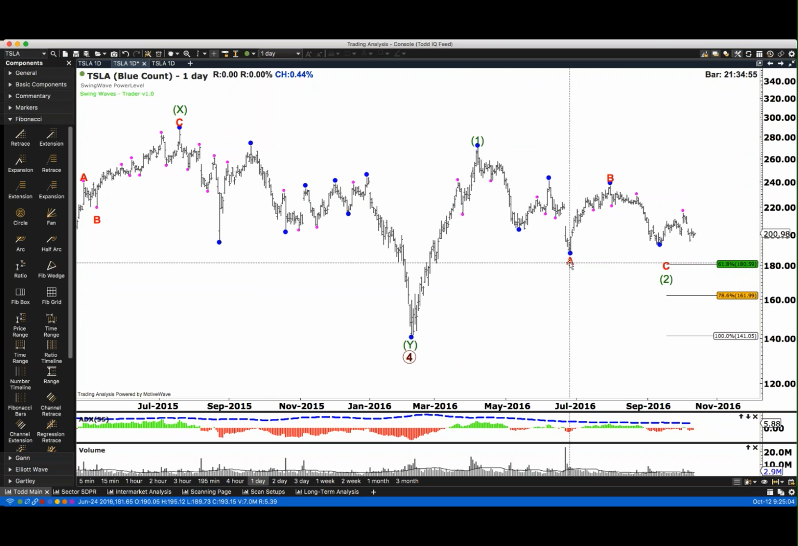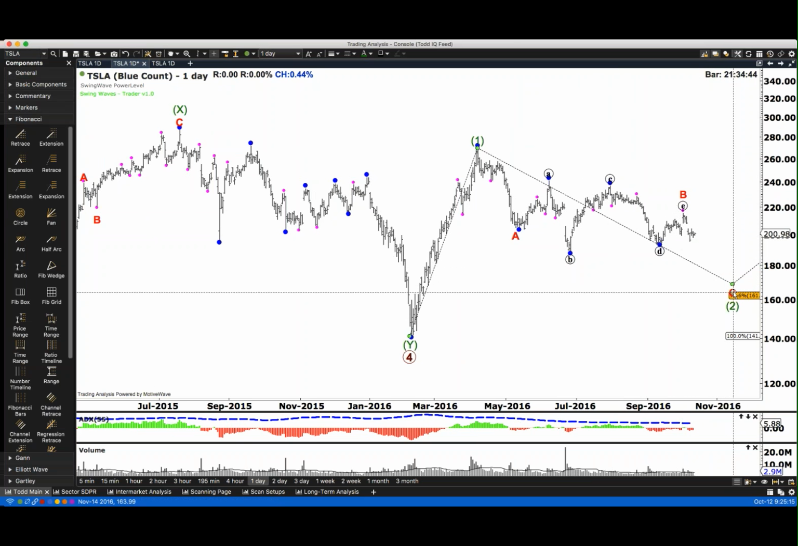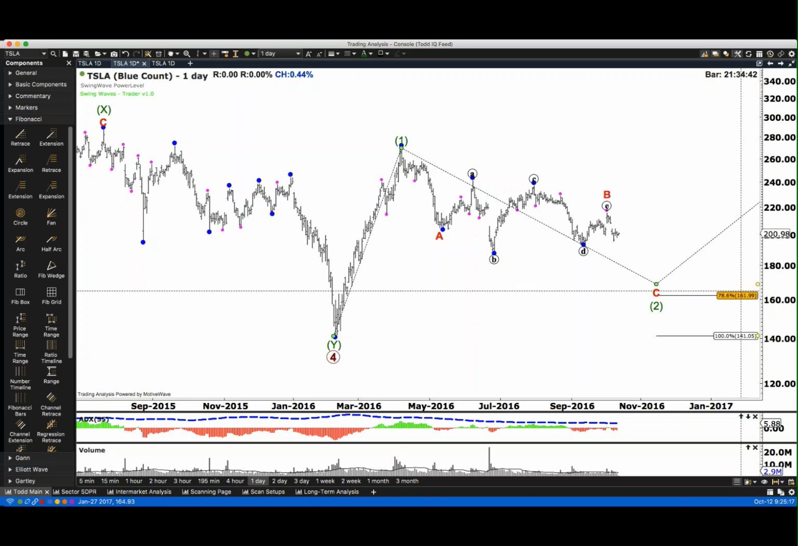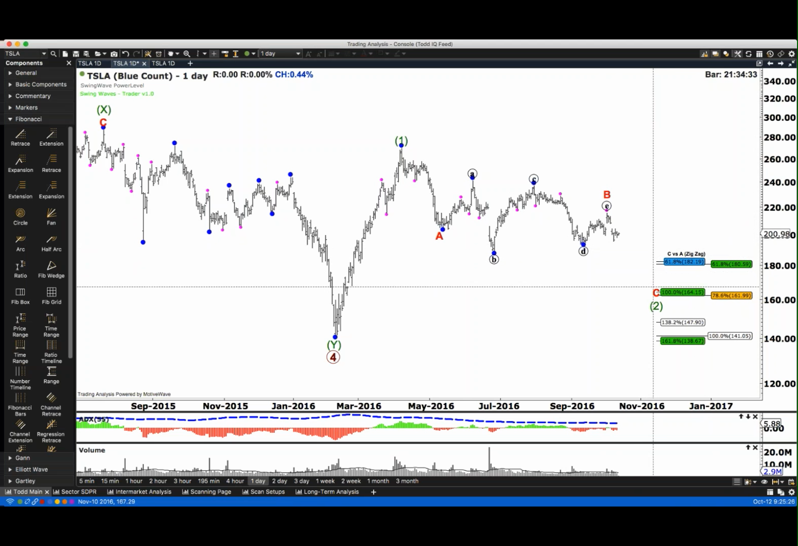A, B, C. You know what? That's probably a triangle in Tesla. Decomposed triangle, yeah. I would say one more leg down in Tesla to complete that A, triangle B, C correction. Ratio analysis, C and A. Yeah, 182 to 164. Looks like we want to go lower in Tesla. Okay.